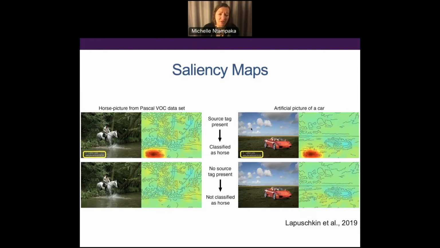When they removed the copyright stamp, the algorithm no longer classified this as a horse. Even more concerning, they took this artificial picture of a car, added a copyright stamp, and their algorithm, with confidence, classified this picture as a horse.